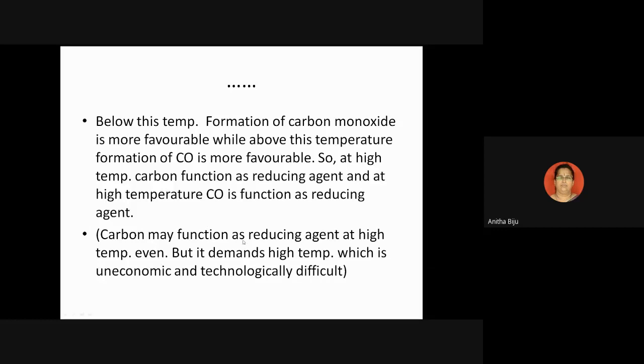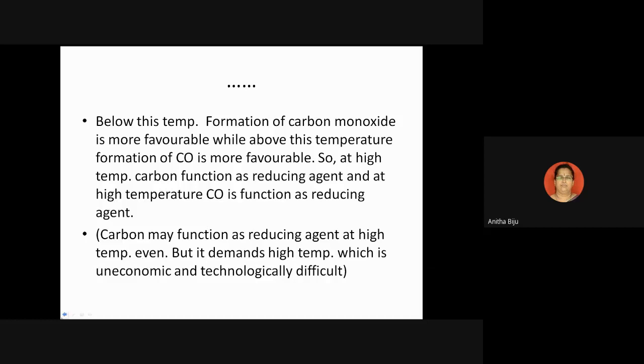Carbon may function as a reducing agent at high temperature, but it demands high temperature, which is uneconomic. What do you mean by uneconomic? Uneconomic means expense is more. So it is costly. So that's why technologically it is very difficult, because it requires high temperature. You can imagine that 1350 degrees Celsius is very high. So that's why it is not possible.